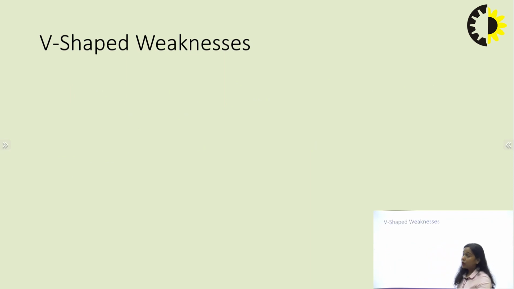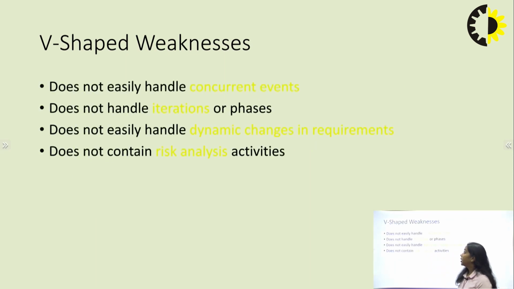Now, what are the disadvantages? If we try to overcome the disadvantages of the waterfall model, some disadvantages come here also. It does not easily handle concurrent events, because we are concurrently performing everything, so it is not easy to handle. It does not handle iteration of the phase, because we are associated at every phase with testing, so we cannot easily perform iteration. It does not handle dynamic change of requirements, and it does not contain risk analysis activities.